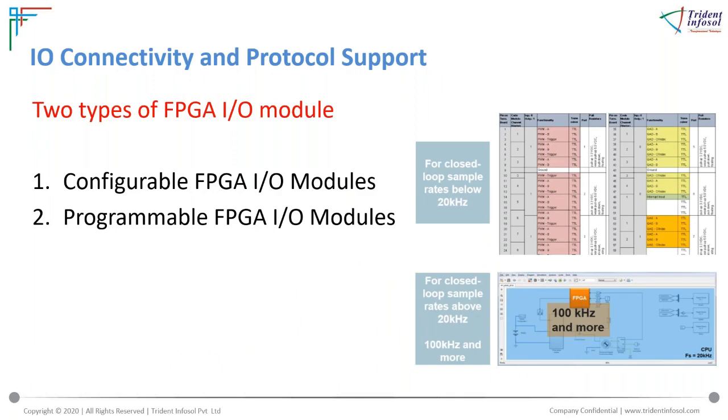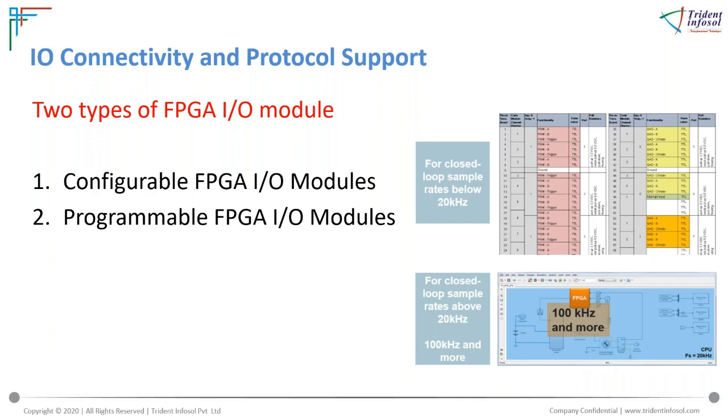There are two types of FPGA cards supported. One is the configurable FPGA IO module, and the second is the programmable FPGA IO module. With the configurable FPGA, we can go up to a sampling frequency of 1 megahertz from 20 kilohertz.